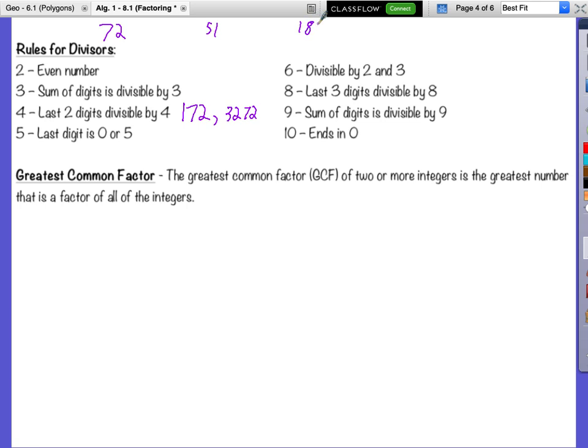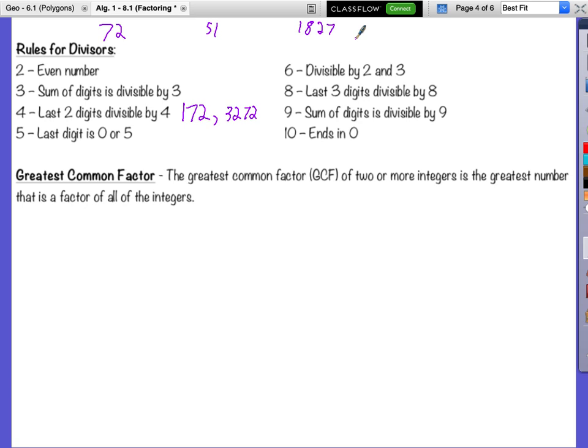And that even works for longer numbers, like 1,827. What do those add up to be? 1 plus 8 plus 2 plus 7. 16... 18. Is 18 divisible by 3? 3 goes into it. Is 18 divisible by 9? Then 9 goes into this. 10: if it ends in 0.